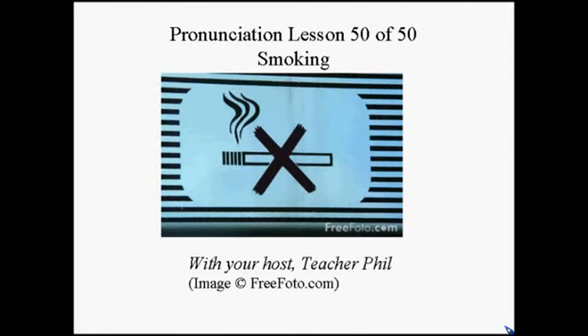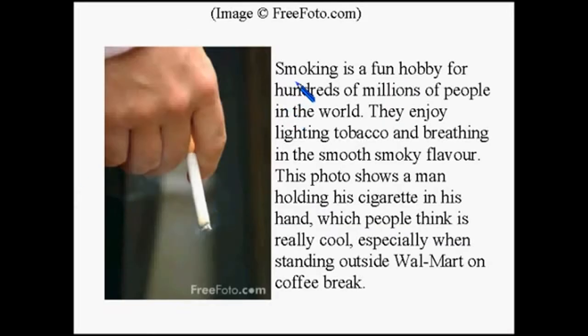Pronunciation Lesson 50 of 50. Smoking. Smoking is a fun hobby for hundreds of millions of people in the world. They enjoy lighting tobacco and breathing in the smooth, smoky flavor.